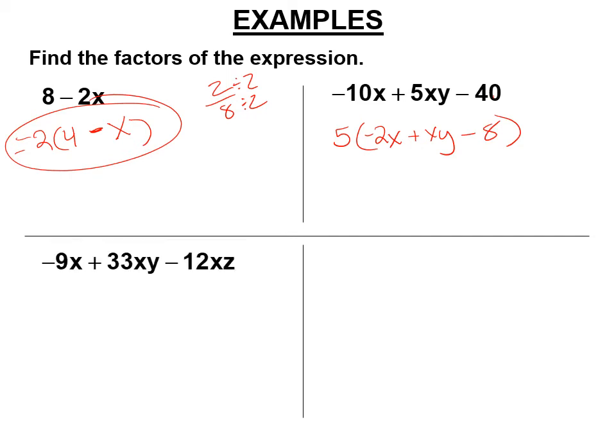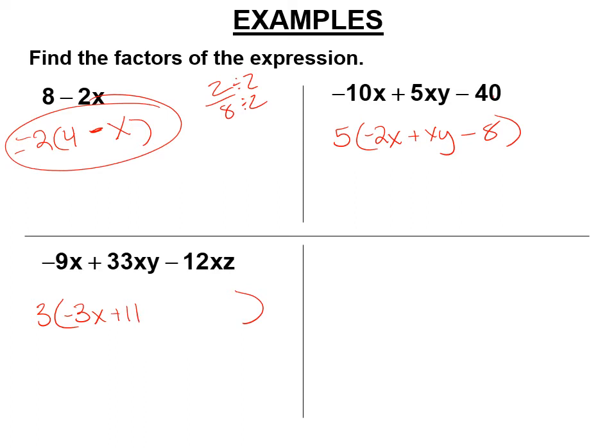Okay. What are we going to take out here? Well, is it 3? It looks like 3. So let's take out 3. 3 times what is negative 9x? Negative 3x. 3 times what makes 33? 11. Was there an x in all of them?